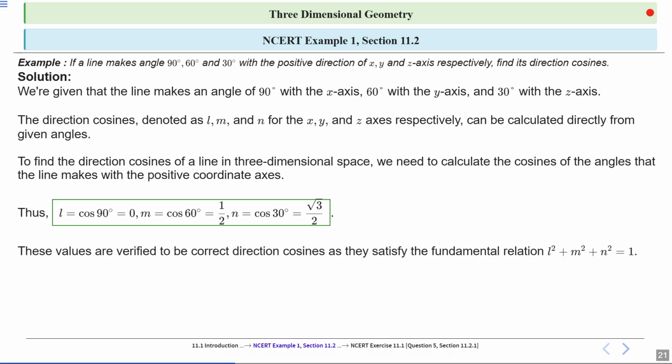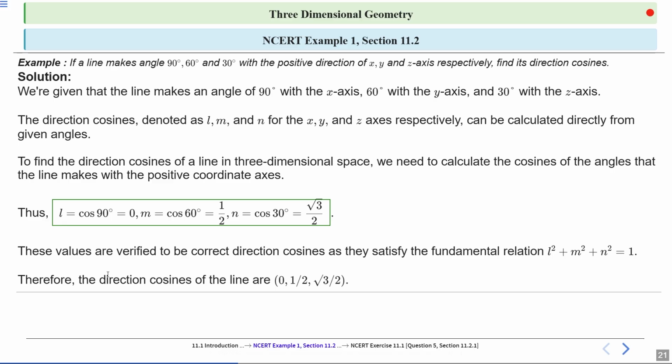So let's check if these values are correct by verifying the fundamental relation for direction cosines. L square plus M square plus N square equals 1. So substituting our values, we get here the direction cosines of the line are 0, 1 by 2, root 3 by 2.